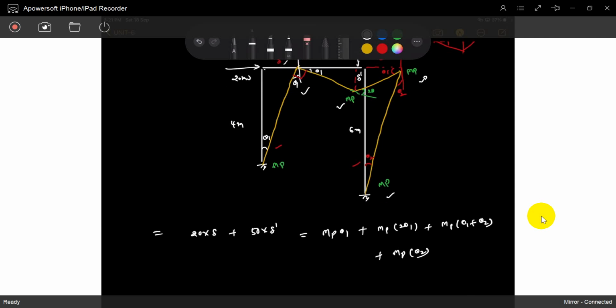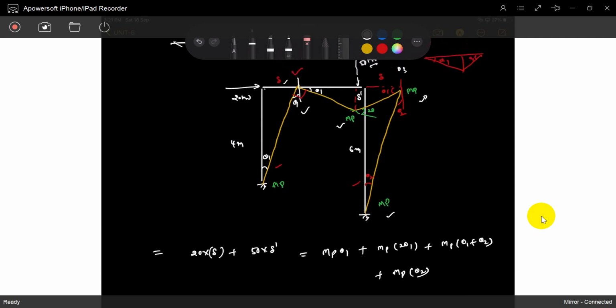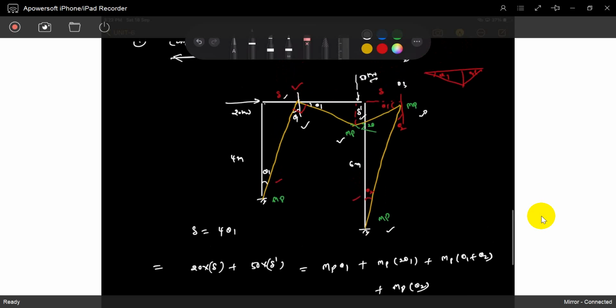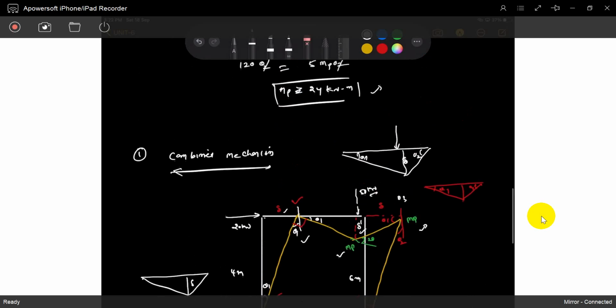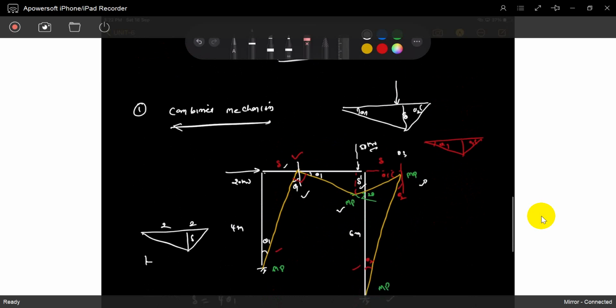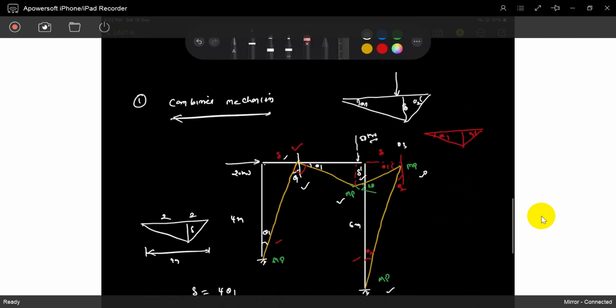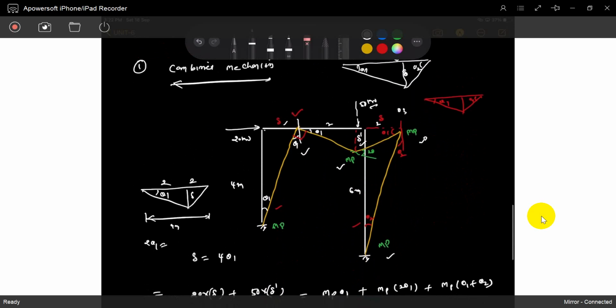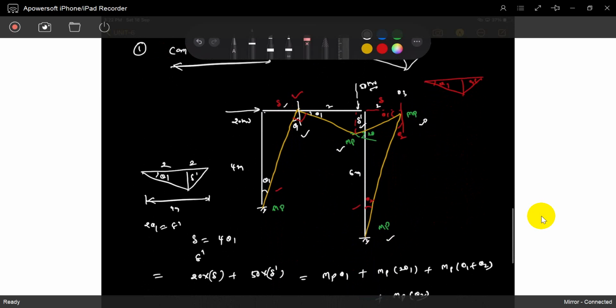Okay, that's it. Now you can write down this delta. This delta you can write as 4 theta 1. That's it. And also this delta dash you can write down. See, this is delta dash. So what is this length? This is also 4 meters, 2 plus 2. The total is 4 meters. So you can write it as 2 theta 1. 2 theta 1 you can write for delta dash. Same, delta dash is 2 theta 1.